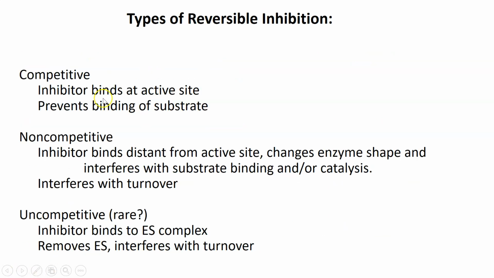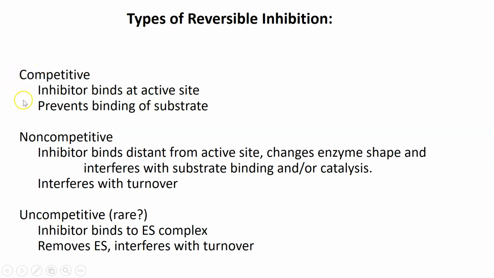So there are three types of reversible inhibition: competitive, non-competitive, and uncompetitive. This last one, uncompetitive, is very rare. As far as competitive inhibition is concerned, as the name suggests, it's competing for the active site. The inhibitor binds to the active site, so it's competing with the substrate for the active site.